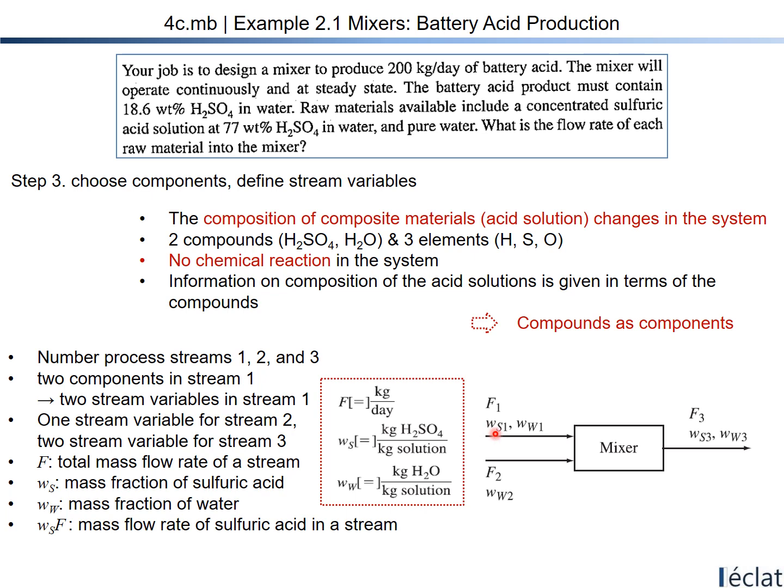W subscript S1 means weight fraction of sulfuric acid. S stands for sulfuric acid. Then W1 is the weight fraction of water in stream 1. In the same way, F2 and its weight fraction of water, and F3 with the weight fraction of sulfuric acid and water, something like that.